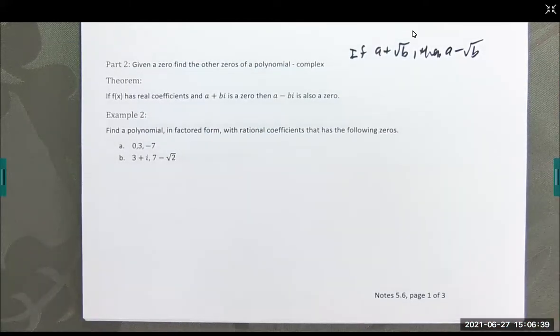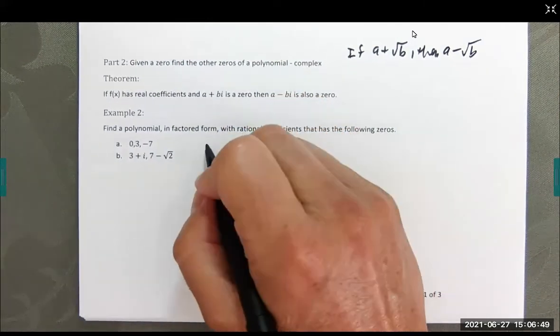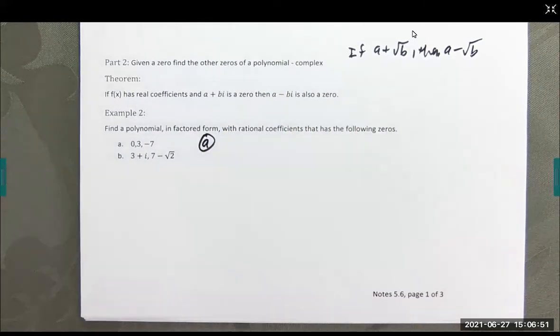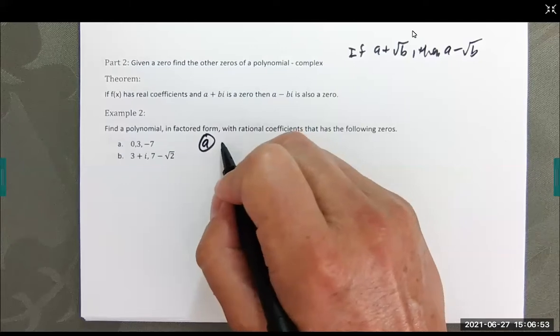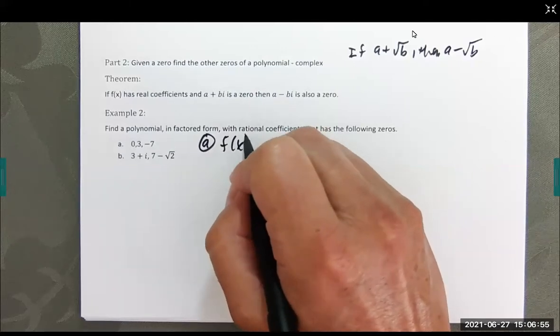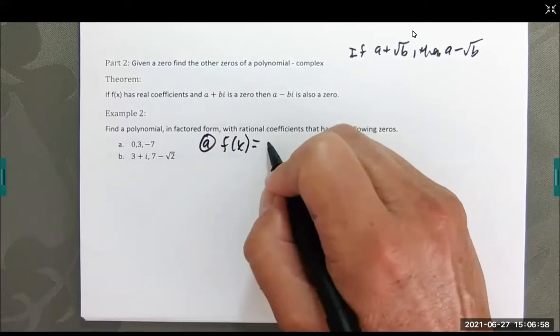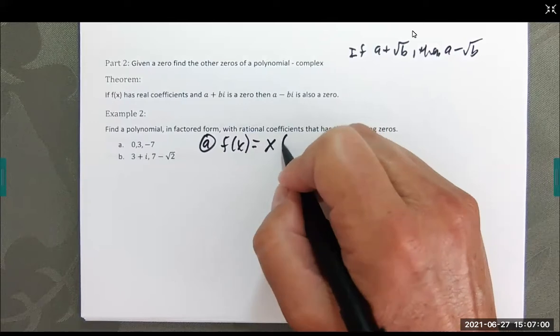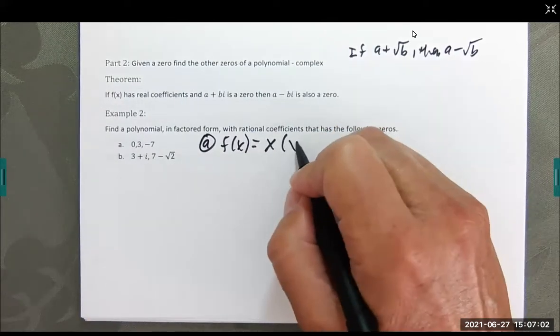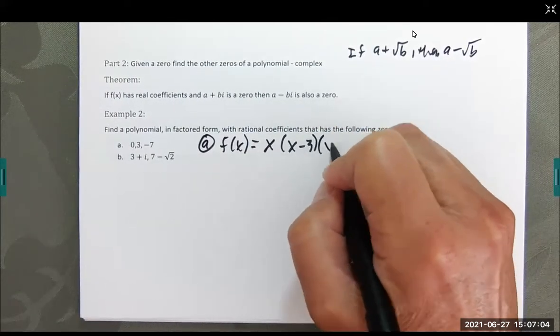So example 2: find a polynomial in factored form, meaning we don't have to multiply the whole thing together, which is nice, with rational coefficients that have the following zeros. Let's start with part A. Well, that's going to be f of x equals 0. And remember, it's opposite signs: x minus 3, x plus 7.